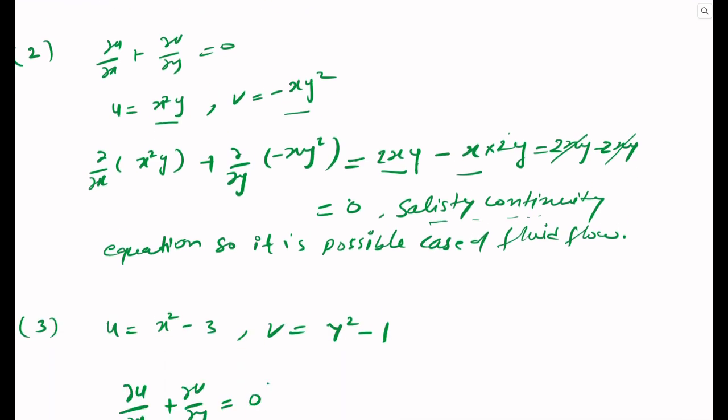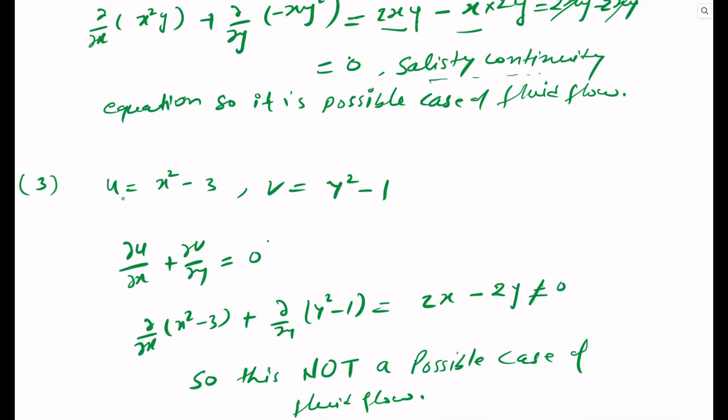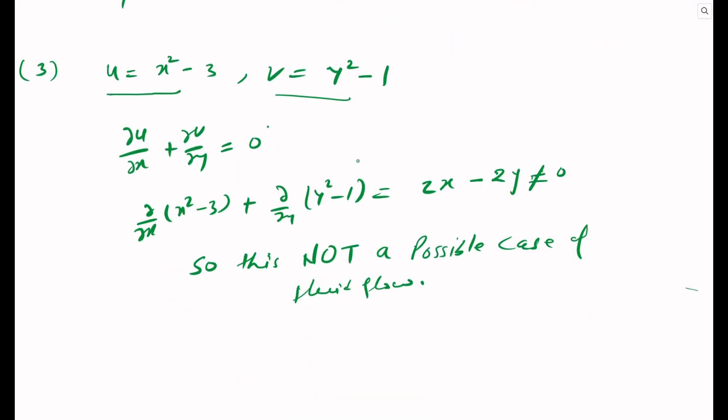In the third case, we have velocity components u and v as given. When we put these values in the continuity equation, the result is not equal to 0. So this is not a possible case of fluid flow. The continuity equation is very important, right?